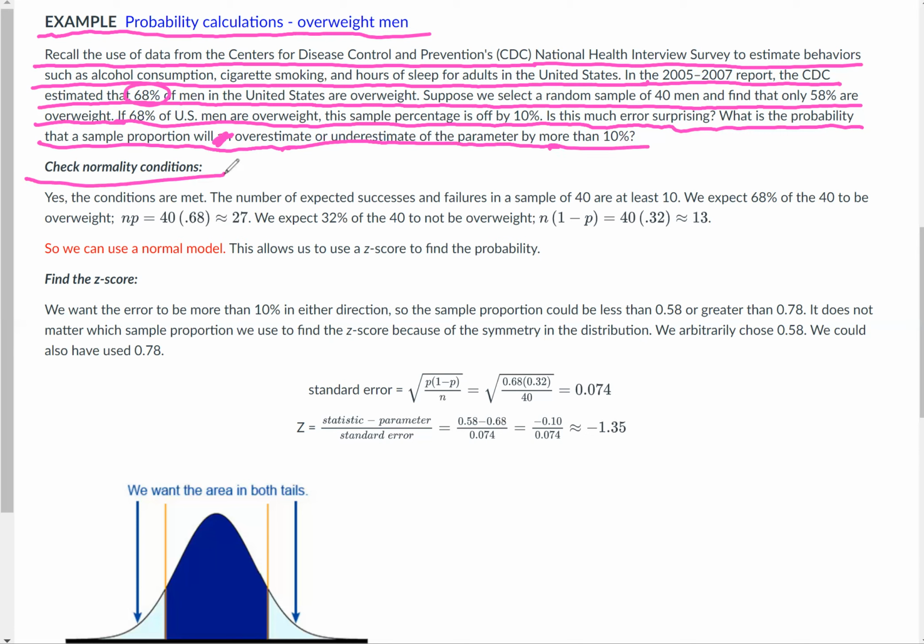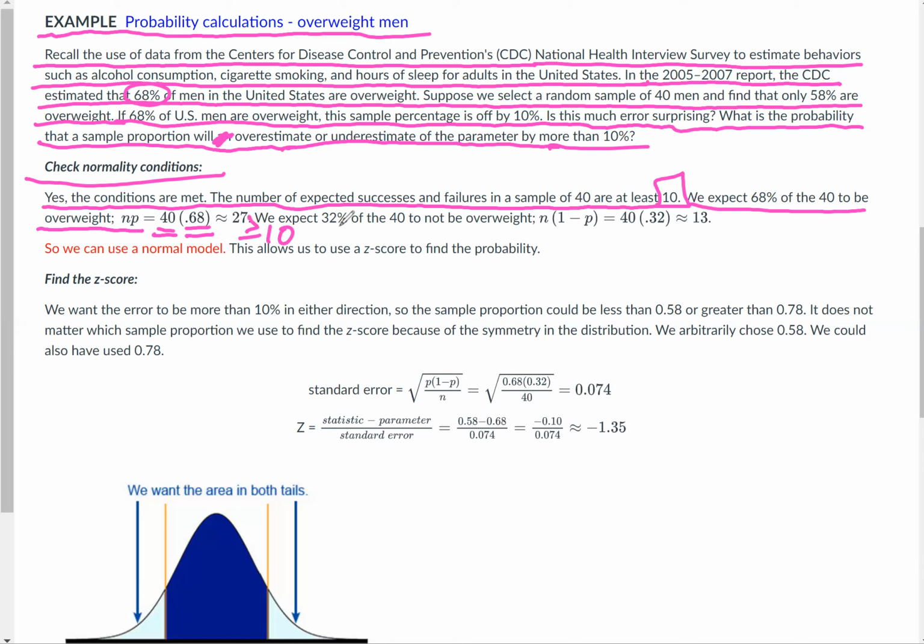Let's check normal conditions. Let's see if this is a normal distribution. If it's normal, we can use z-scores to figure this out. Okay, yes, the conditions are met. The number of expected successes and failures in a sample of 40 are at least 10. We expect 68% of the 40 to be overweight, so we'll do n times p and make sure that's greater than or equal to 10. N, the number of men that we're sampling, is 40, times p, the population proportion, 0.68. You get 27. That's definitely greater than or equal to 10.